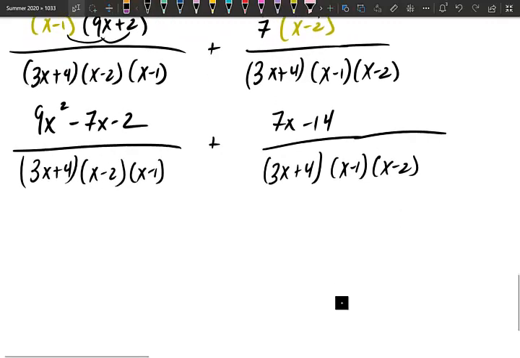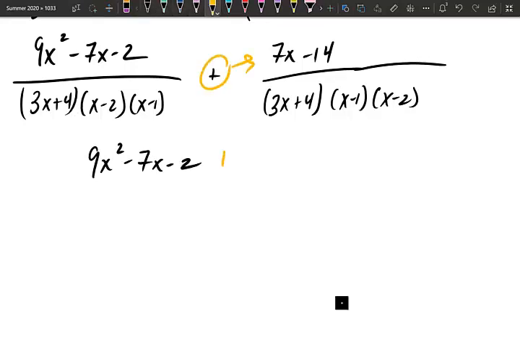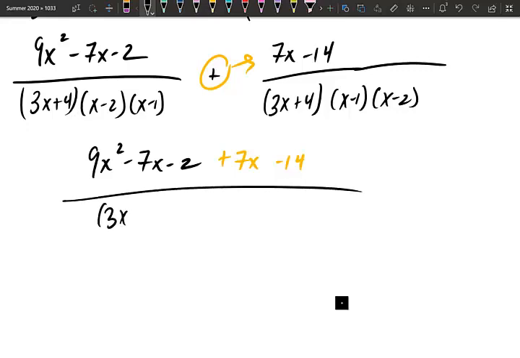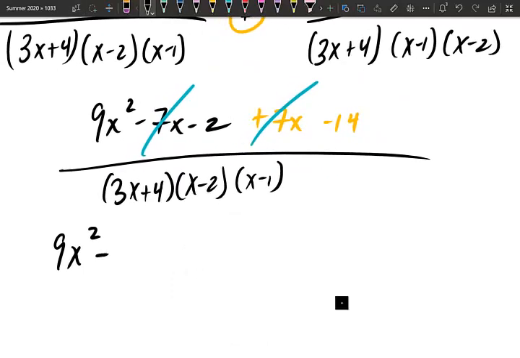Alright, now that they have the same bottoms and everything is FOILed and simplified, we can add the tops. So on top we have 9x squared minus 7x minus 2 plus 7x minus 14 all over our denominator. Combine like terms on top, so we have 9x squared, the 7x's cancel, and negative 2 minus 14, we get negative 16 over our denominator.